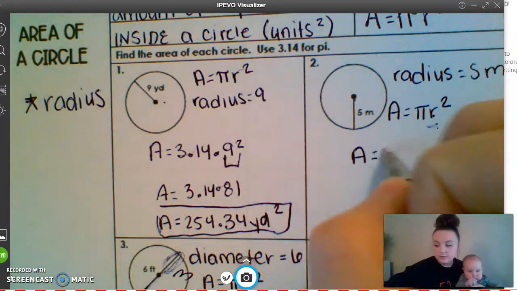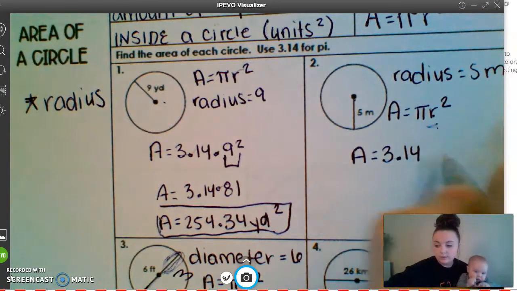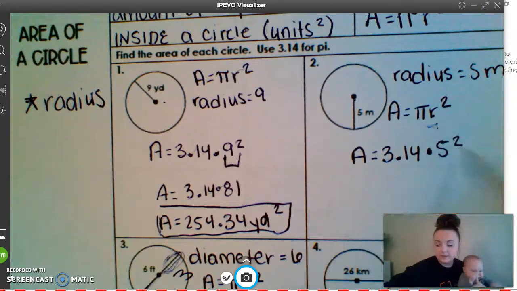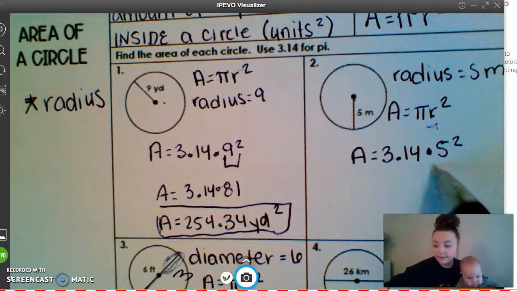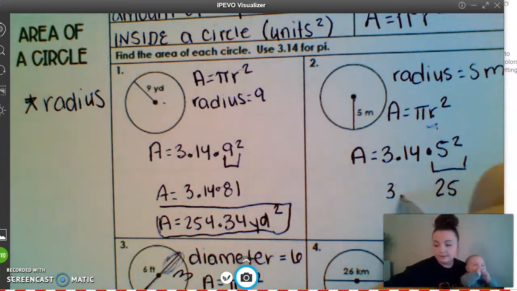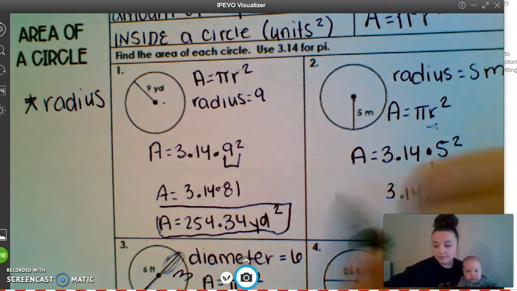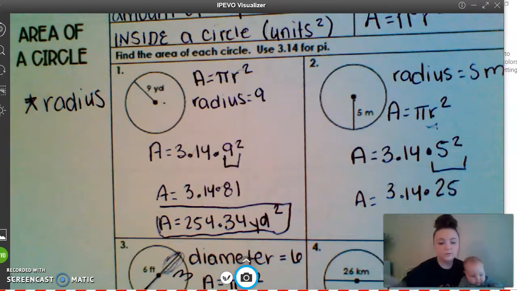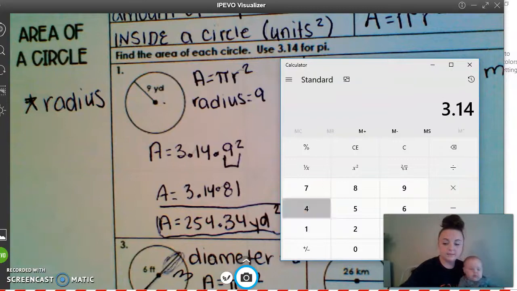So A equals 3.14 times 5 squared. Well, 5 squared is 5 times 5, not 5 times 2. So 5 times 5 is 25. Then I would drop down the remaining of that problem. So A equals 3.14 times 25. Let's get the calculator and see what that is.